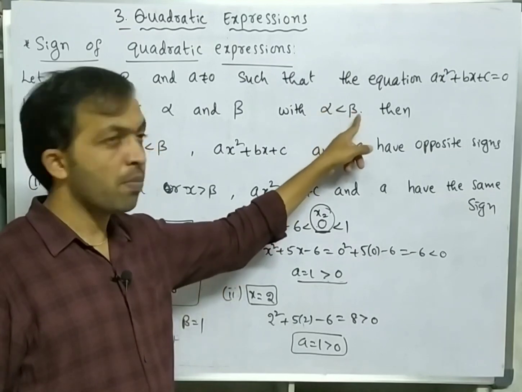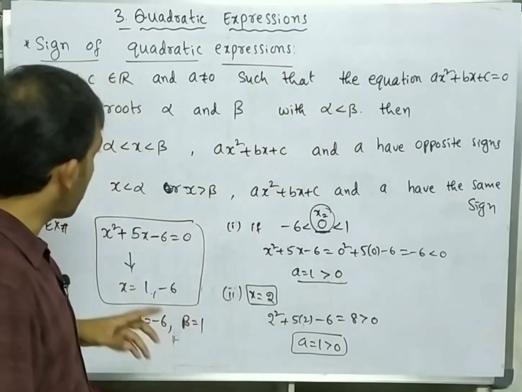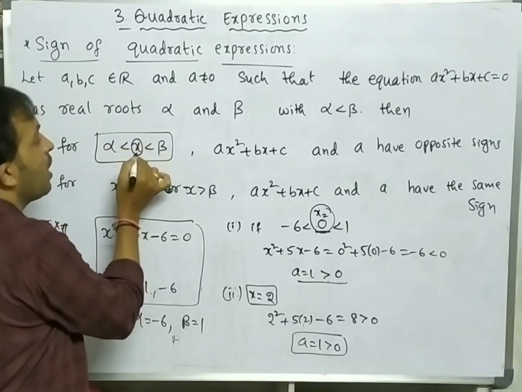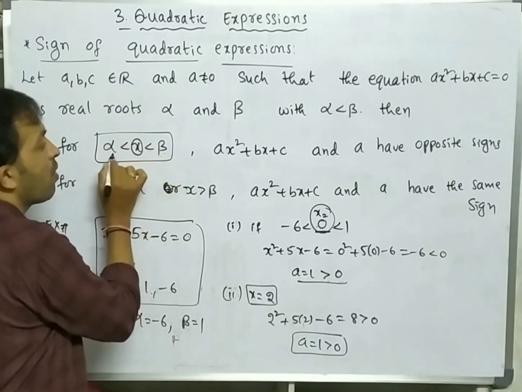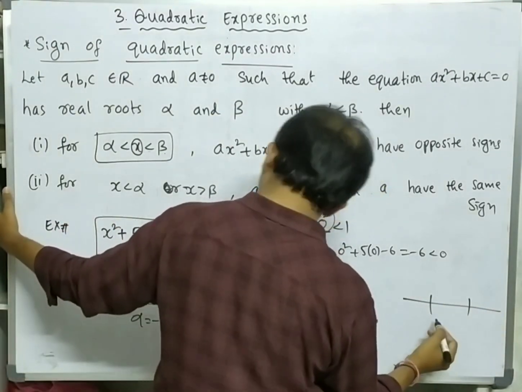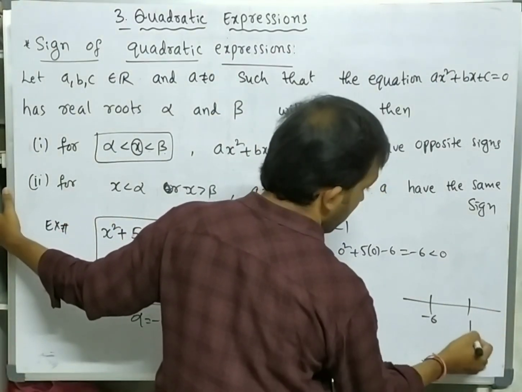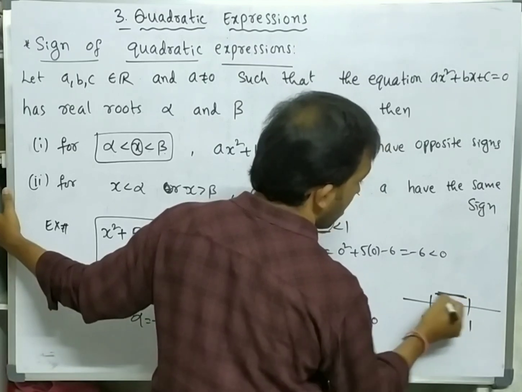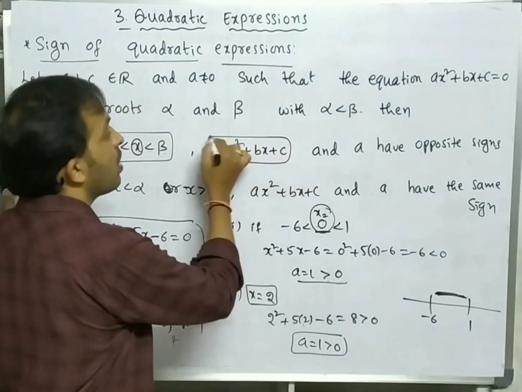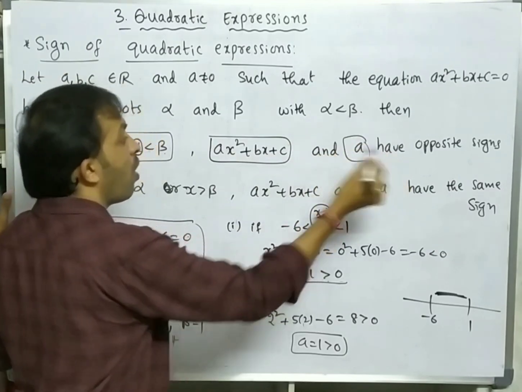Alpha is minimum, beta is maximum. Then here we have two conditions. If we take any real number between alpha and beta, so if these are two roots, minus 6 and 1, if we take a value between these two, then the quadratic expression and a have opposite signs.